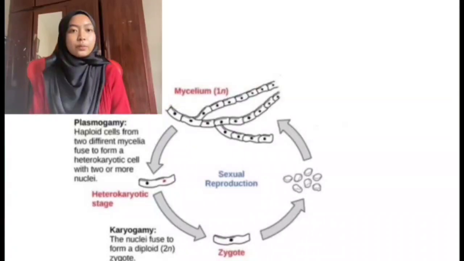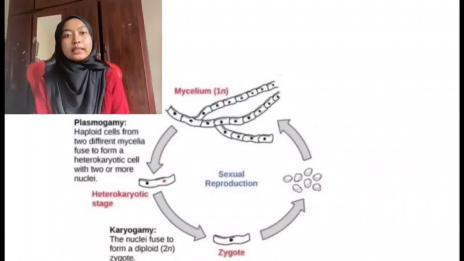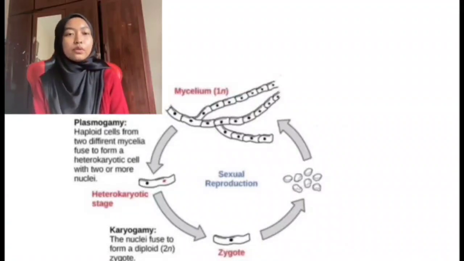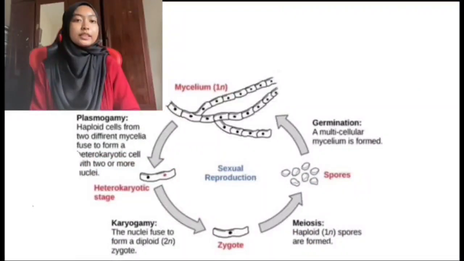The next step in the sexual reproduction of fungi is karyogamy, that is, fusion of two nuclei leading to the formation of a zygote. Karyo refers to nucleus and gamy means fusion. The zygote represents the diploid stage in the life cycle of fungi, which means it contains a full set of chromosomes and is indicated as 2N. After the zygote is formed, it will undergo meiosis, leading to the formation of haploid sexual spores. Lastly, the spores will germinate into mycelium, but they will be genetically different from both parents.